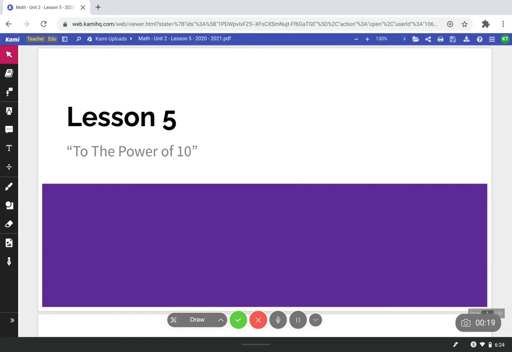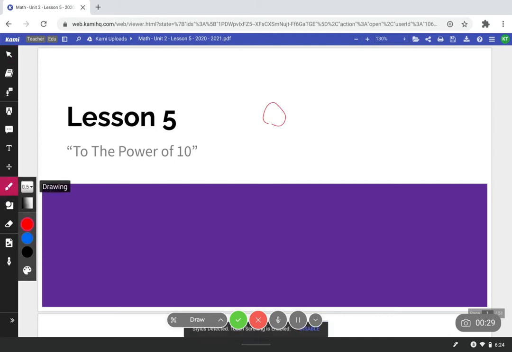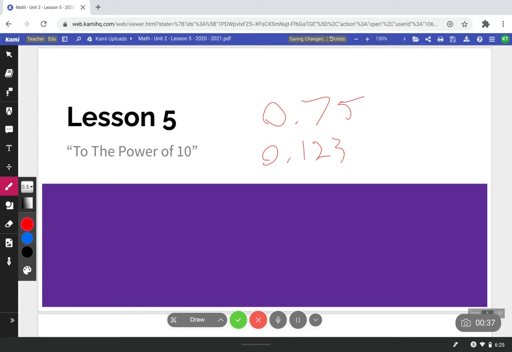Okay, scholars, I have been very generous. In lessons 1, 2, 3, and 4, I have been saying 0.75 or 0.123. We are not doing that anymore. I was saying that so that we would feel comfortable with decimals, because decimals can be intimidating, but no longer. We are taking away the pacifier.